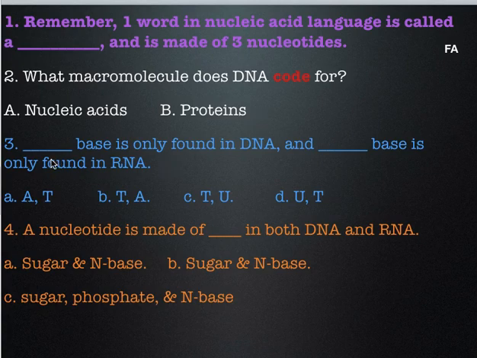Now, number 3, you guys can do. Blank base is only found in DNA, and blank base is only found in RNA. Okay, so DNA is the T, and RNA has a U, so that's going to be C. And a nucleotide is made up of what? Okay, so a nucleotide is made up of a sugar, a phosphate, and a nitrogen base. So it's all 3 of those things.